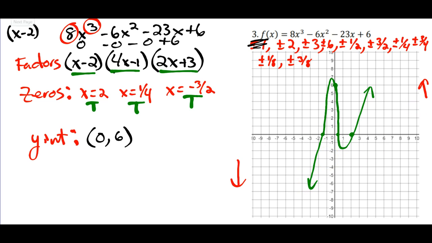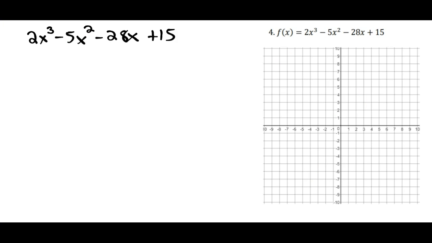Let's look at number 4. So for number 4, once again, we can't really factor this out. So I'm going to look at my possible rational roots. So to do that, I'm going to list out factors of 15. I've got 1, plus or minus 3, plus or minus 5, and plus or minus 15.